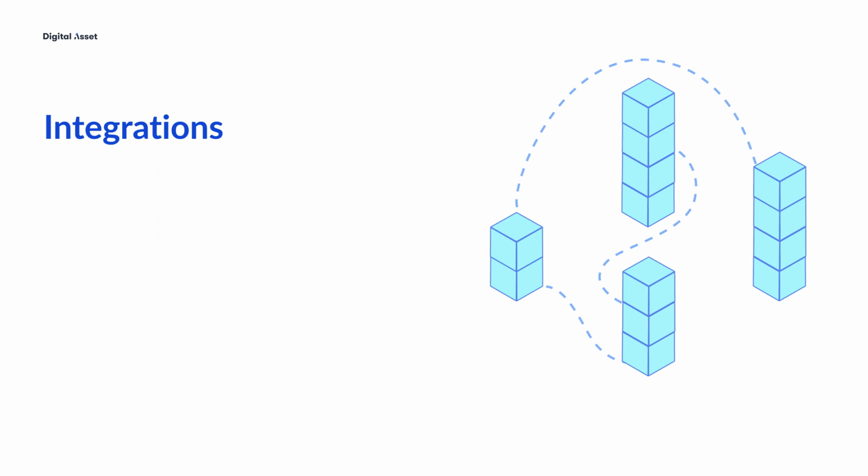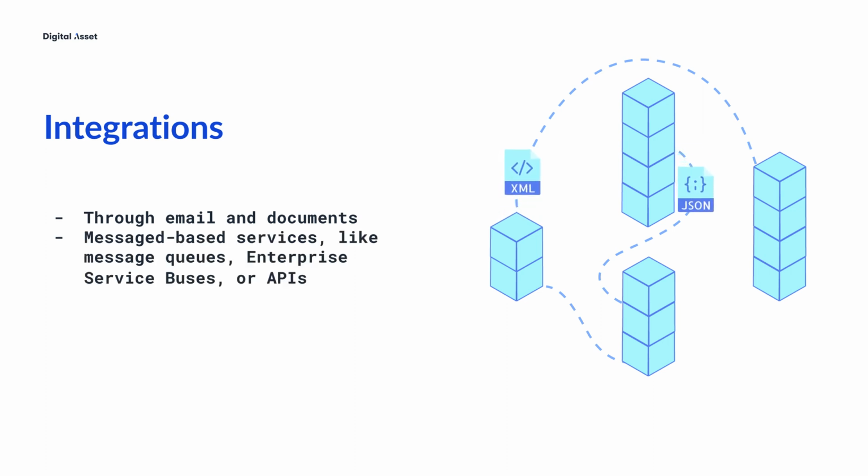This often means requirement gathering and custom development, or a new process to follow and enforce. Worst-case scenario integrations are emails and spreadsheets sent back and forth among employees. More and more integrations are automated through message-based services like message queues, enterprise service buses, or API calls with JSON and XML.